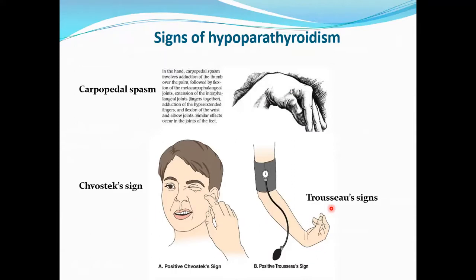So the Trousseau sign, as I said earlier, there can be hypertension, right? Whenever you increase the blood pressure of the patient to just some mm of Hg higher than the systolic blood pressure for 2 to 3 minutes, say 2 minutes, there can be carpopedal spasm. It gives rise to carpopedal spasm. So that is called Trousseau's sign.